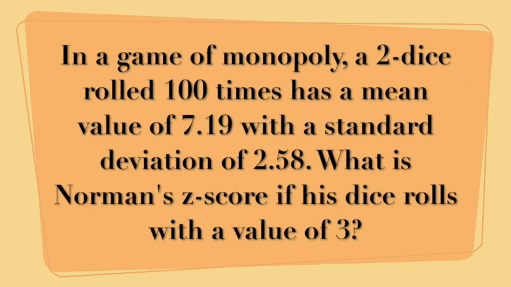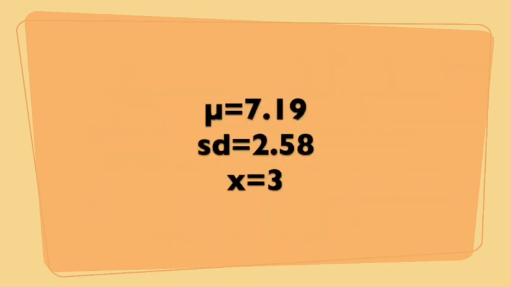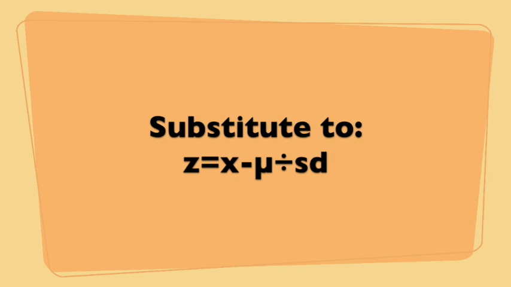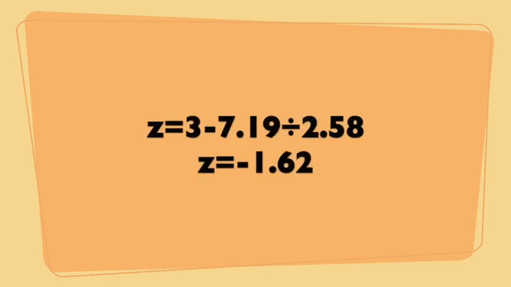Now, let's compute the z-score using our data from the Monopoly game. Say for example, in a game of Monopoly, 2 dice rolled 100 times has a mean value of 7.19, with a standard deviation of 2.58. What is Norman's z-score if his dice roll has a value of 3? Since we have a mean of 7.19 and a standard deviation of 2.58 with our x as 3, we will substitute these values into our z-score formula. Our z-score will then look like this: 3 minus 7.19, divided by 2.58, is equal to negative 1.62.